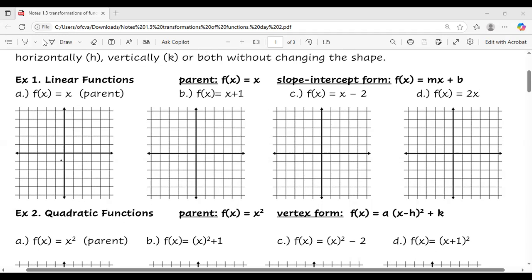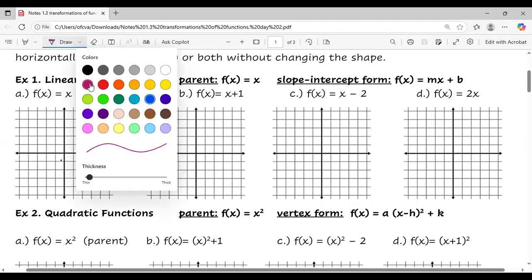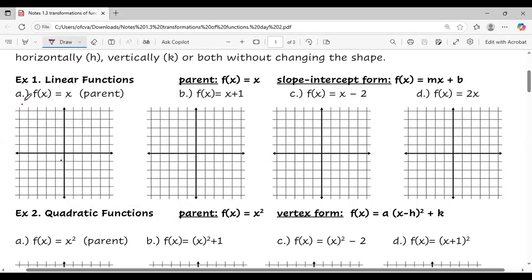So we know the parent graph is going to, hold on one second, let me get this ready. All right, so we know the parent graph is going to go through (0, 0), (1, 1), (negative 1, negative 1). And this is why it's called the identity function. So it looks like this, right? As soon as we start, it may be a little off, but you know what I mean. As soon as we start moving things around or putting numbers in front, behind, or in the equation somewhere, it is going to create some changes.